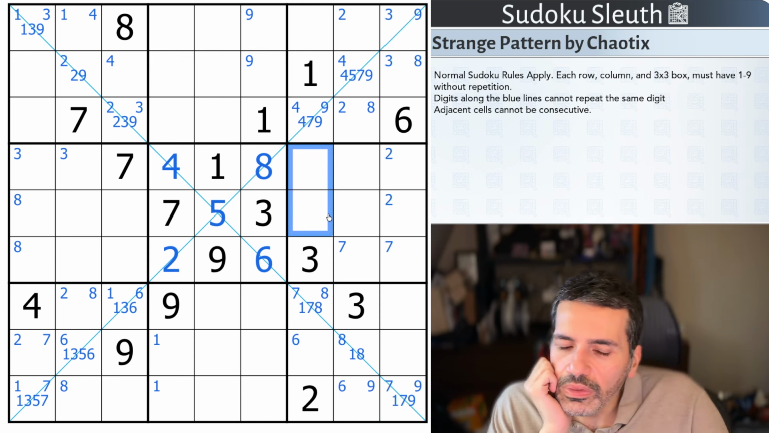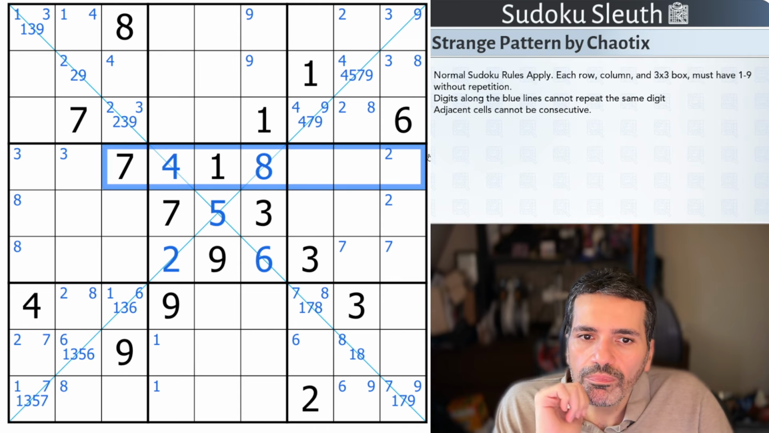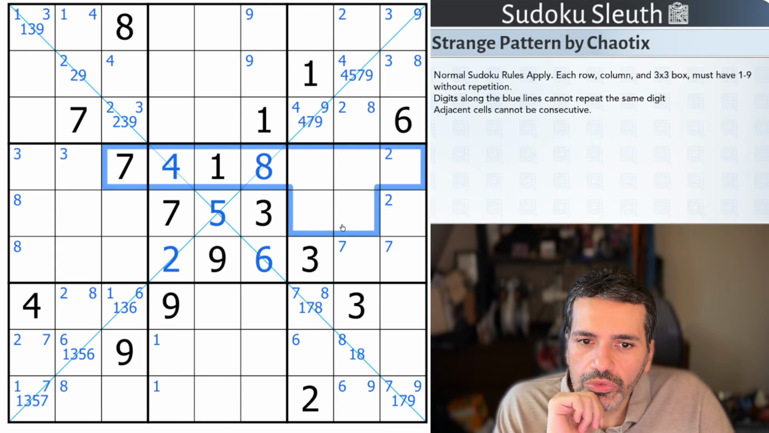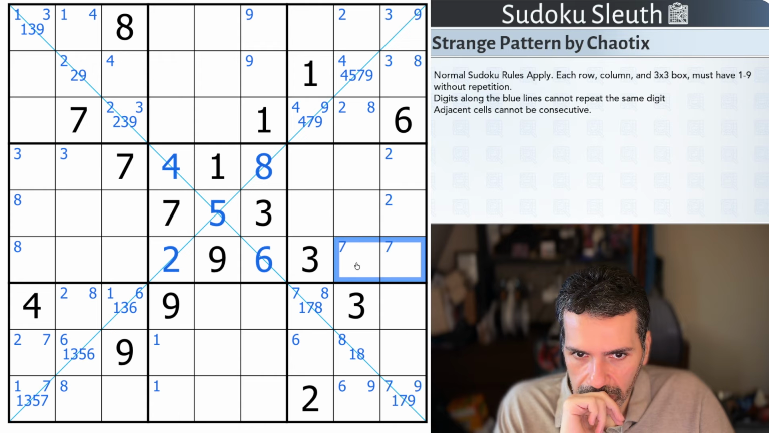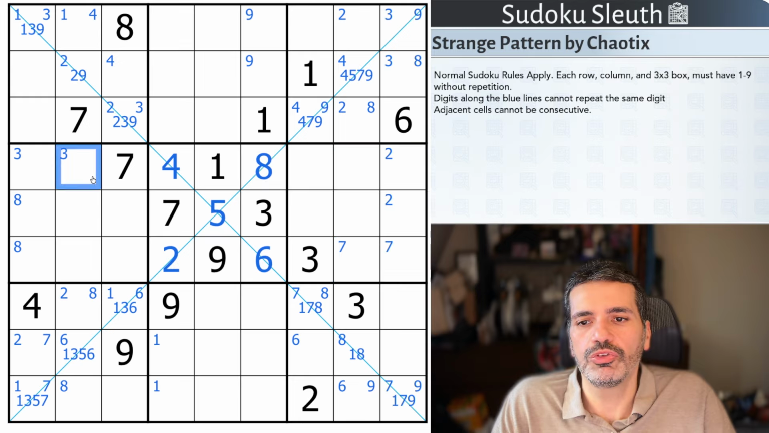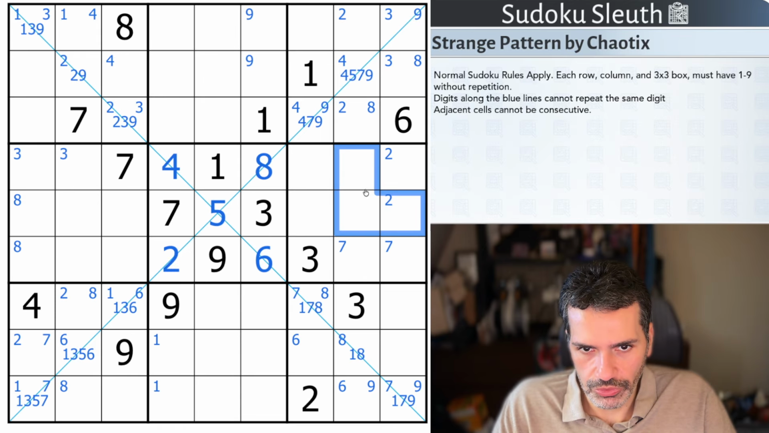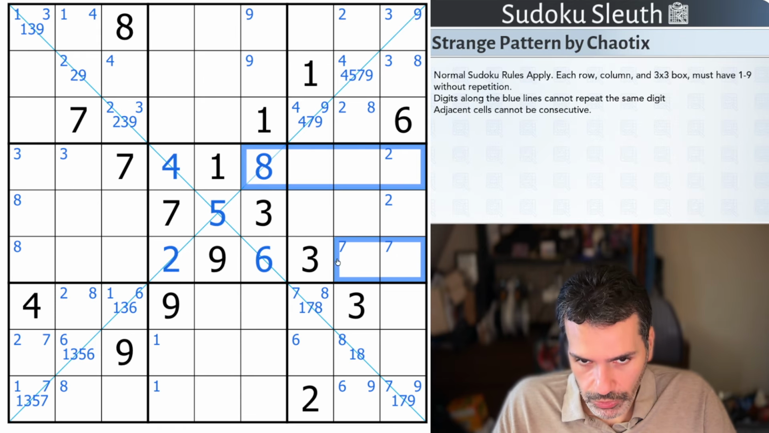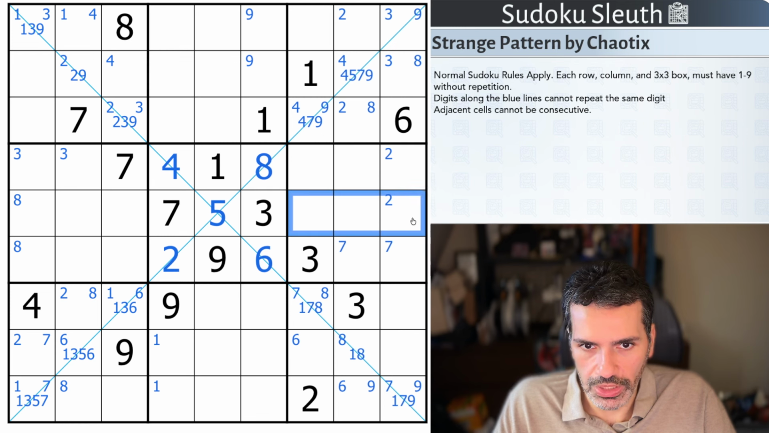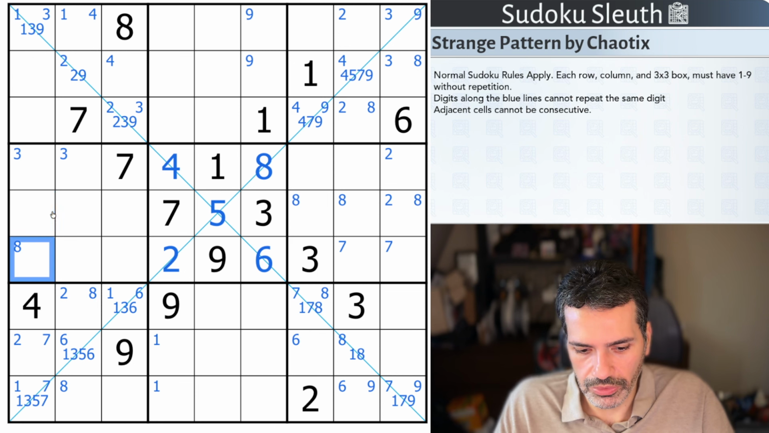Six is in here. No 7, no 7. So no 8. Oh, goodness. I've totally ignored these, not realizing how useful they are. So where is 8 in box 6? No 8, because it would be adjacent to the 7. So 8 is in here, one of these 3 cells. That's not an 8. That is an 8.